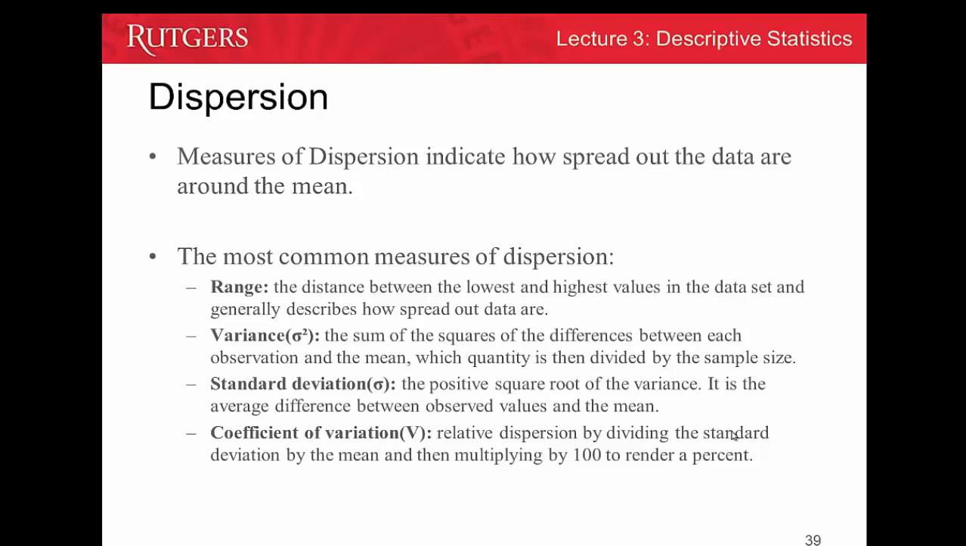Another common measurement for dispersion is the coefficient of variation, which is the relative dispersion, calculated by dividing the standard deviation by the mean and then multiplying by 100 to render a percent. This number can be used to describe the variance of 2 datasets better than standard deviation. Okay, then let me use some examples to show you the meanings of these measurements.